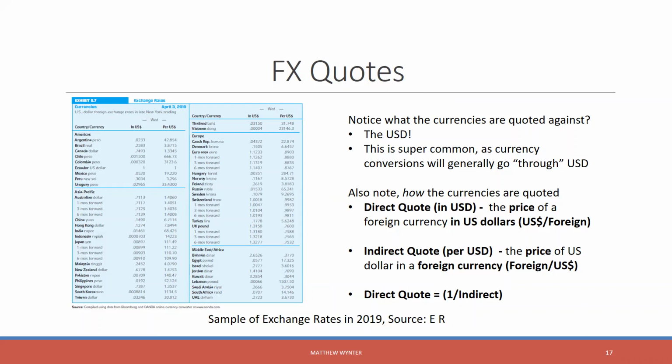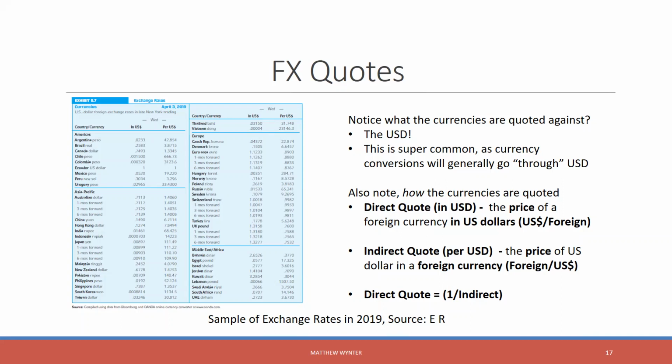Also note how the currencies are quoted. So not only is everything written against the dollar, but notice how they're quoted. They're quoted in USD, and that's a direct quote, where the price of the foreign currency is in dollars. So you can think of dollars being in the numerator. There's also an indirect quote where it's quoted per USD. So this is the price of the dollar in a foreign currency. So here the foreign currencies are in the numerator, and the dollars in the denominator.